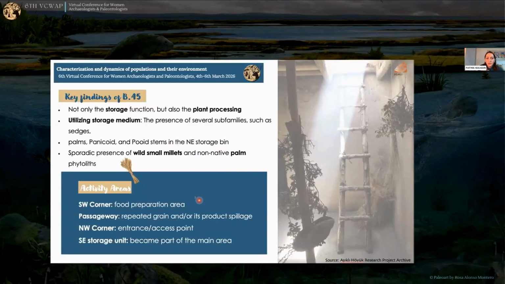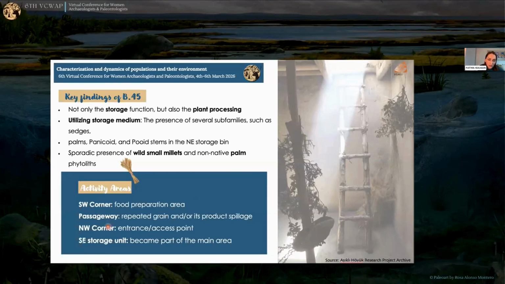Overall, the room shows a well-organized spatial use with high cereal and husk phytolith concentration, indicating plant processing and storage. Such phytoliths restricted to the northeastern bin suggest protective plant-based items and utensils. Palm leaves, Phragmites, panicoid, and cereal stems were likely used as raw materials for basketry items.